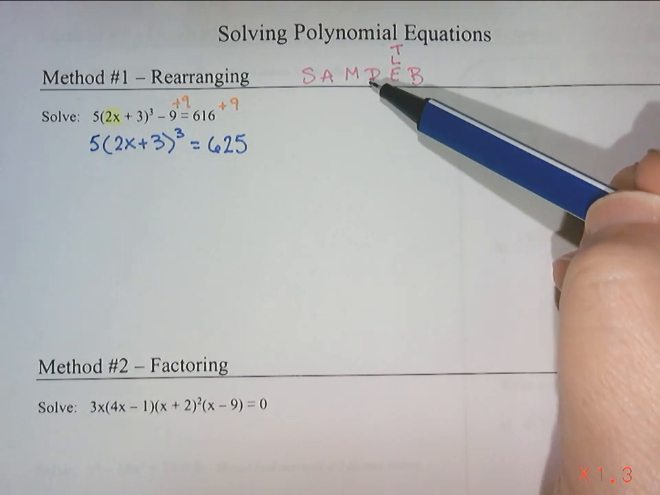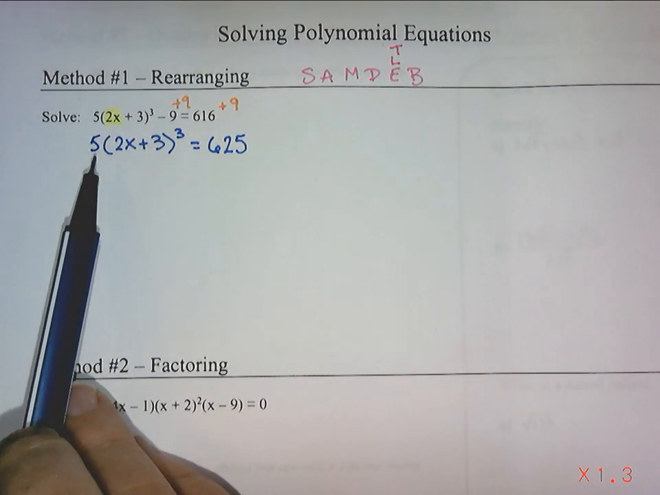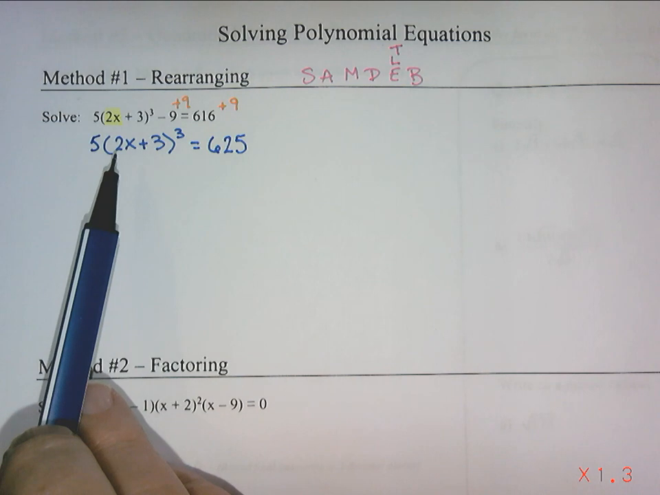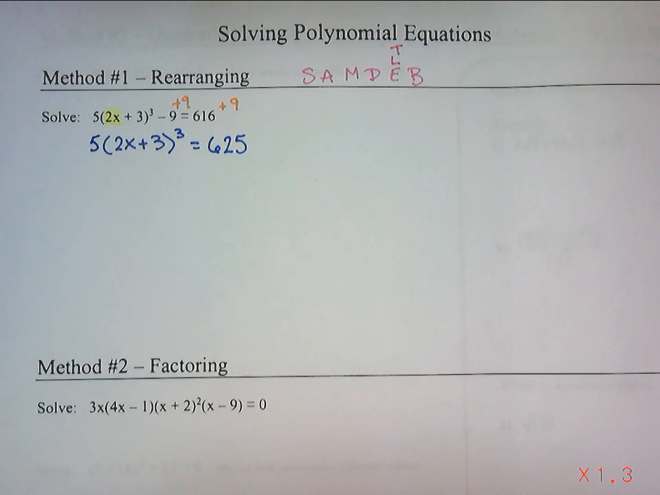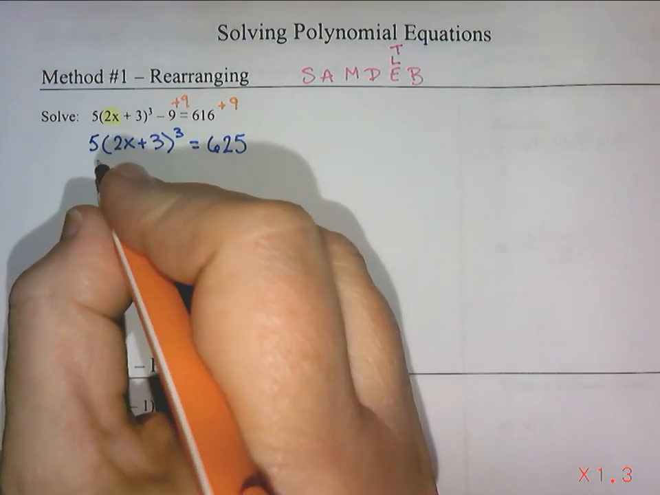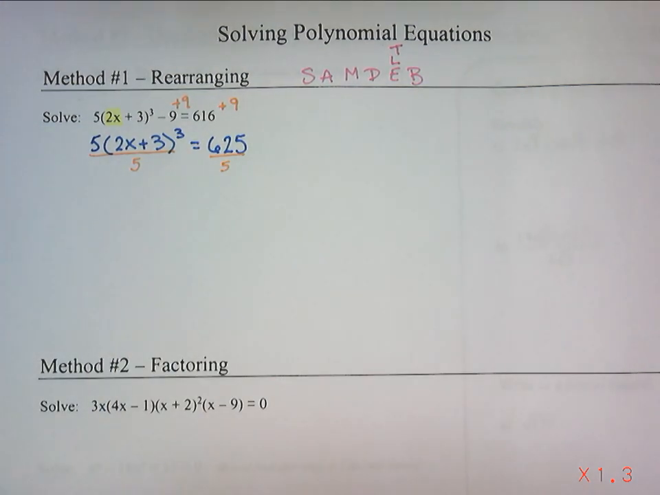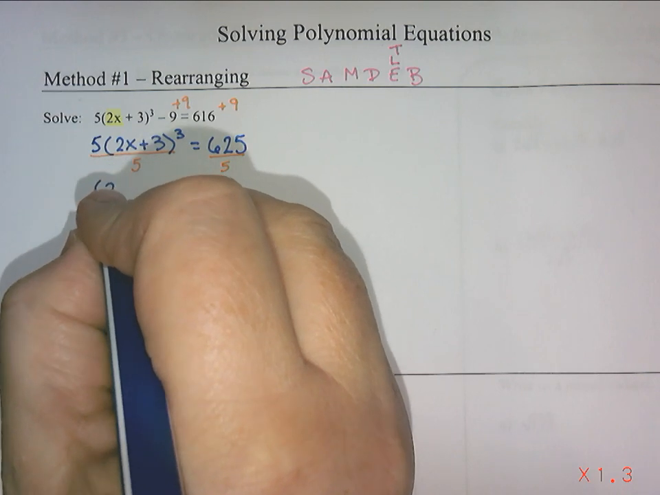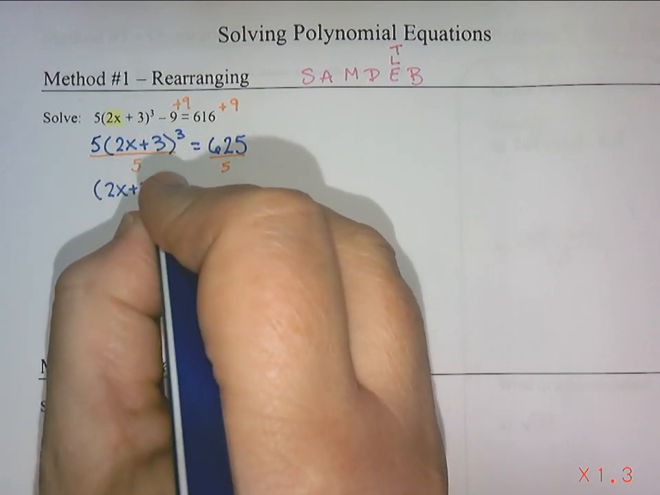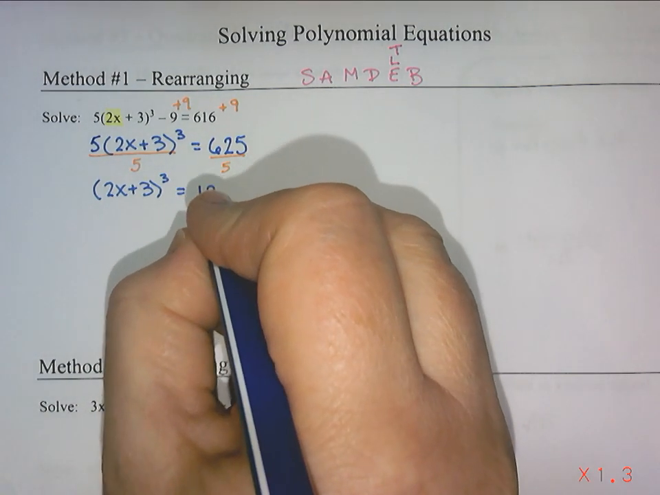The next thing I would look for is any multiplication or division. I notice that we are multiplying by 5, and we are also multiplying by 2. The 2 is in the bracket, so I cannot touch that right now, but I can cancel out that multiply by 5 by dividing both sides by 5. 5 divided by 5 is just 1, so we're not going to write that in. And then (2x plus 3) to the power of 3, and 625 divided by 5 is 125.